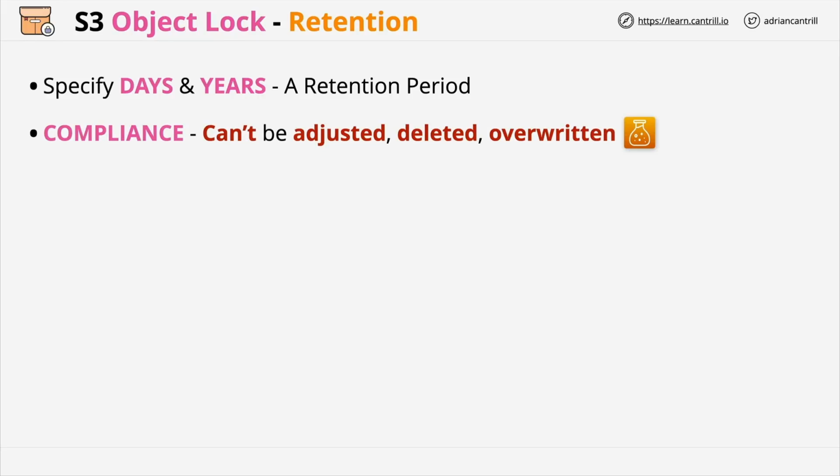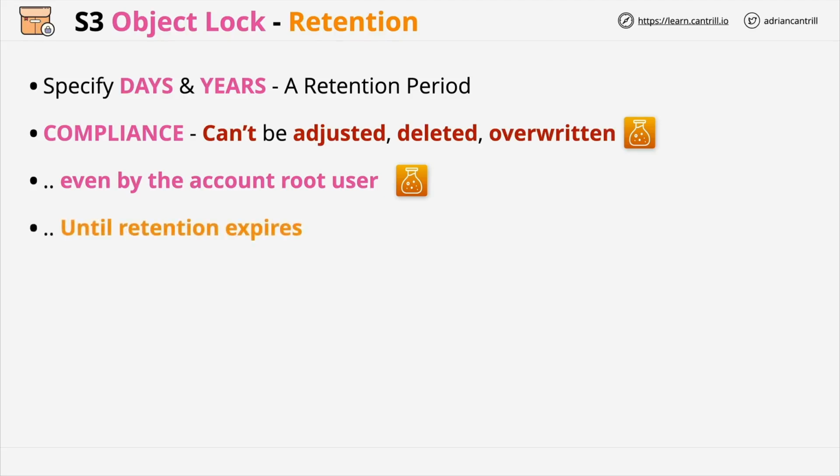If you set a retention period on an object using compliance mode, it means that an object version cannot be deleted or overwritten for the duration of the retention period. But it also means that the retention period itself cannot be reduced and the retention mode cannot be adjusted during the retention period. So no changes at all to the object version or retention period settings, and this even includes the account root user. So no identity in the account can make any changes to object versions, delete object versions, or change the retention settings until the retention period expires.